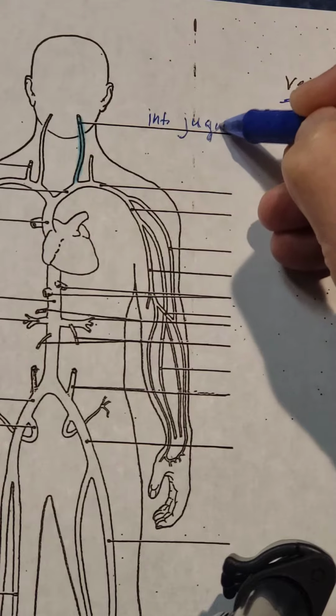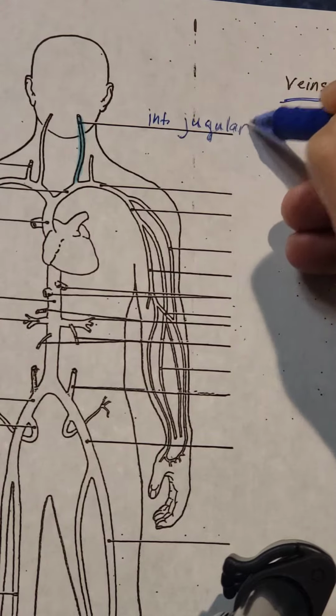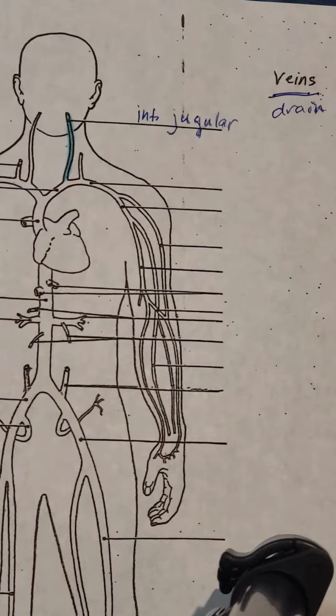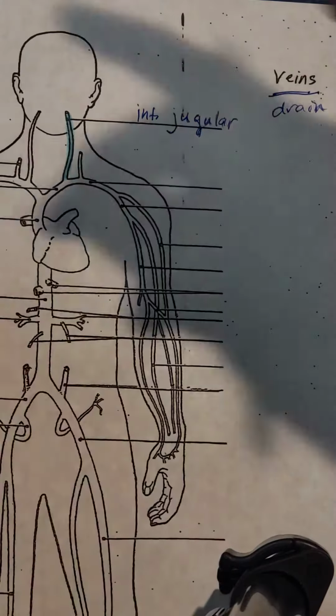Let's see if we can get this to show up. That's why we had to start this over again. Okay, pen's not writing very well. So that's the internal jugular vein, right?